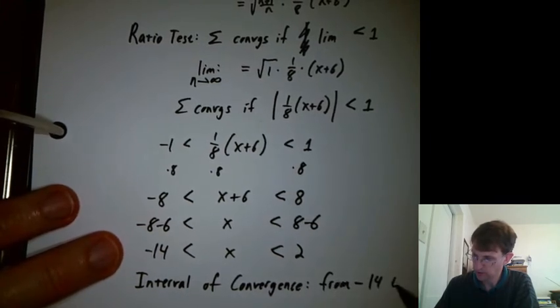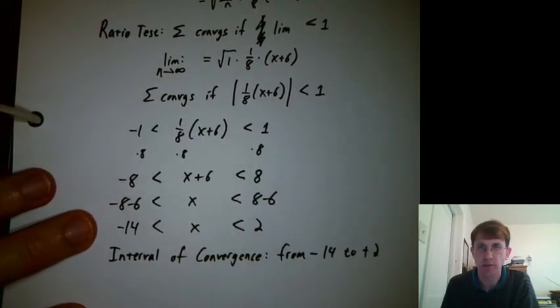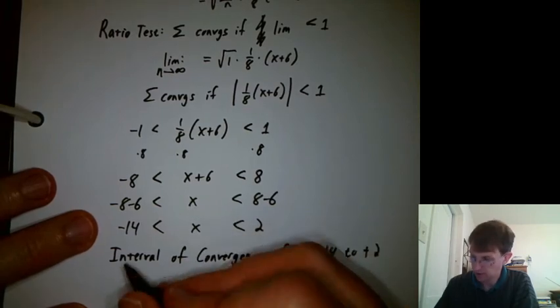From -14 to +2. Again, we should check the endpoints, but if we were pure math people, we would definitely check the endpoints. But we're gonna skip over that part here.